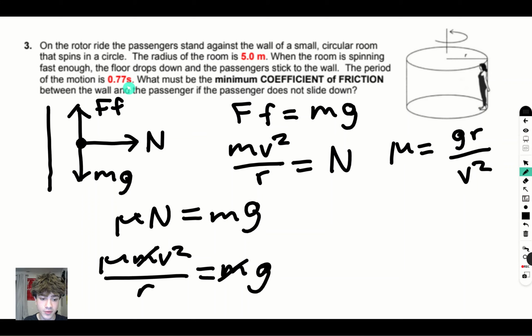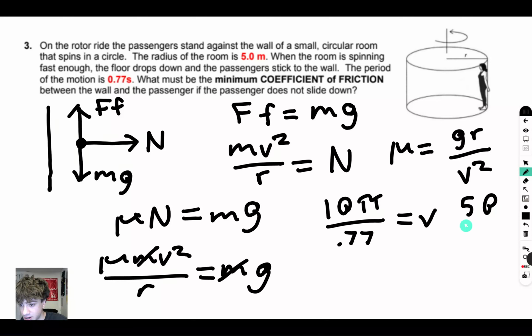We know that the perimeter of a circle, which is how far this person has traveled, is going to be 2 pi times the radius of the circle, which is in this case 5. 2 pi times 5 is going to give you 10 pi. So our velocity will be 10 pi over how long it took, which is 0.77 seconds. This is our v. As you can see, all we're going to have to do here is find this g times r, where we know that g is approximately 10, r is 5, giving us a value of 50 on top. Find this value here, square it in order to get our denominator, and we will find mu.